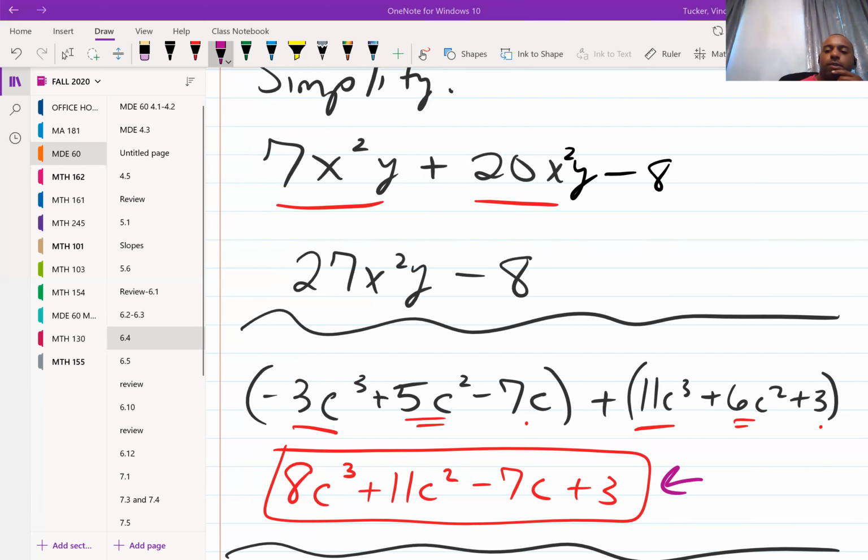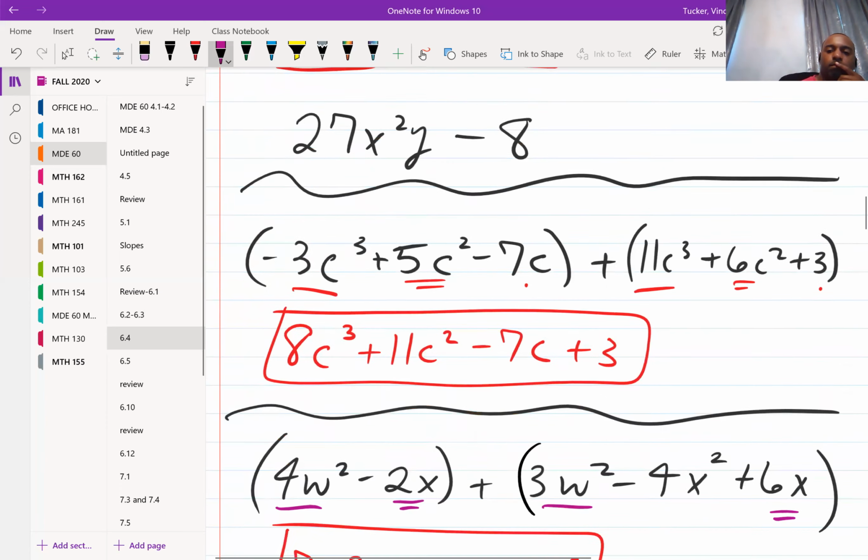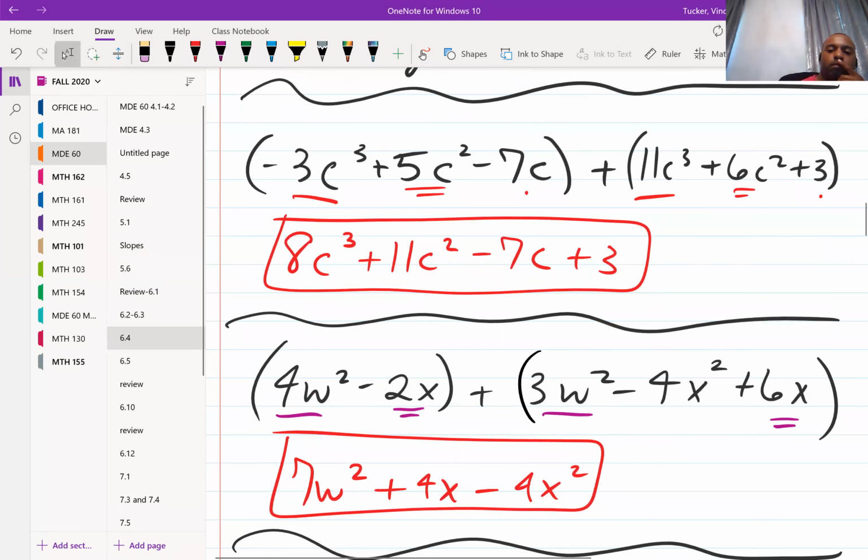Any questions? All right, same thing happens for the next one: 4w squared minus 2x plus 3w squared minus 4x squared plus 6x.